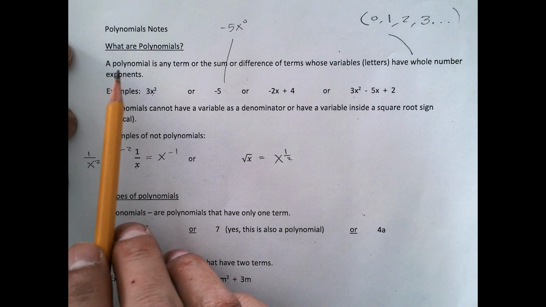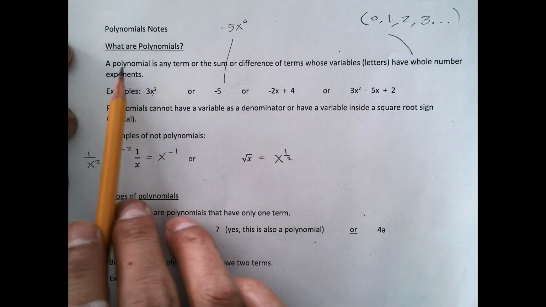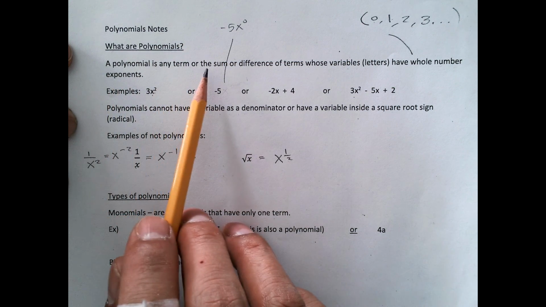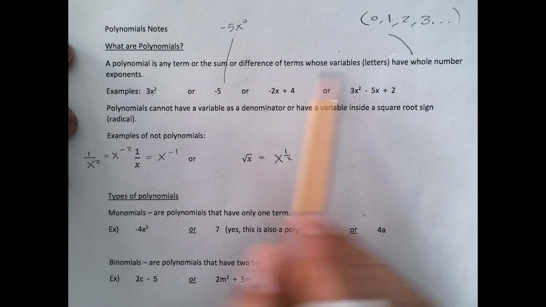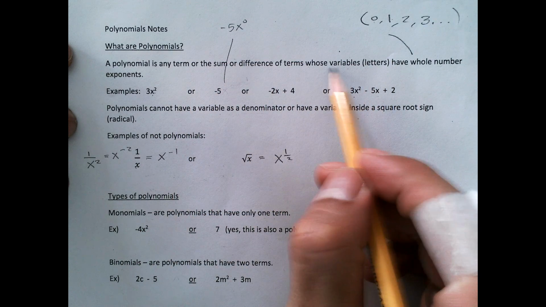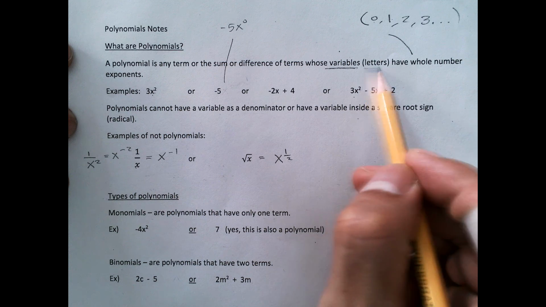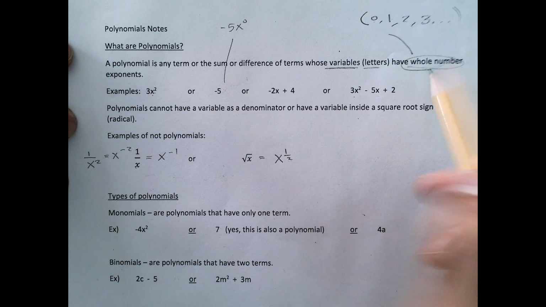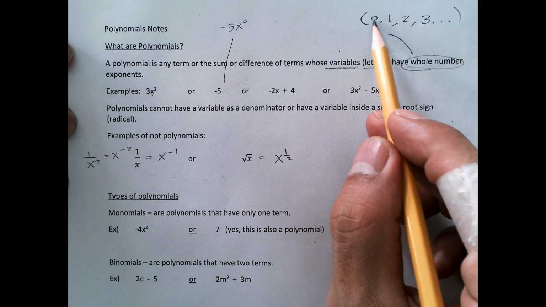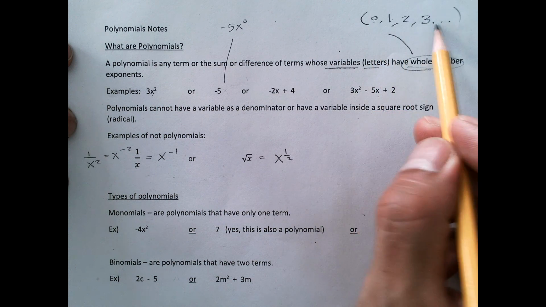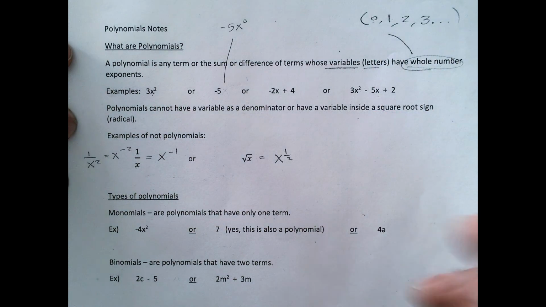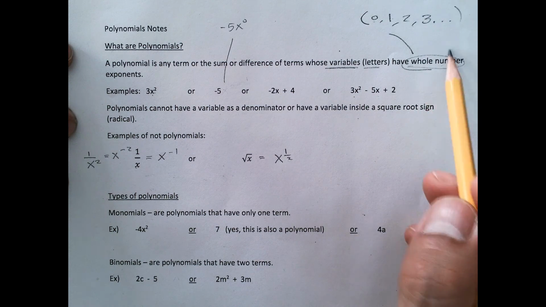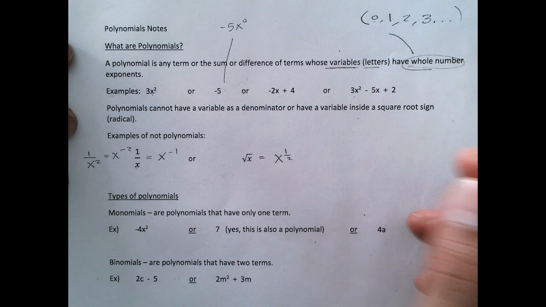Okay, so basically what are polynomials? A polynomial is any term or the sum or difference of terms. There are variables, okay, so this is key. They have to have variables, or the letters, that have whole number exponents. And whole numbers are actually numbers that start from 0, 1, 2, 3, and go to infinity, okay? So in other words, they can't be fractions, they can't be integers. They start at 0, okay?